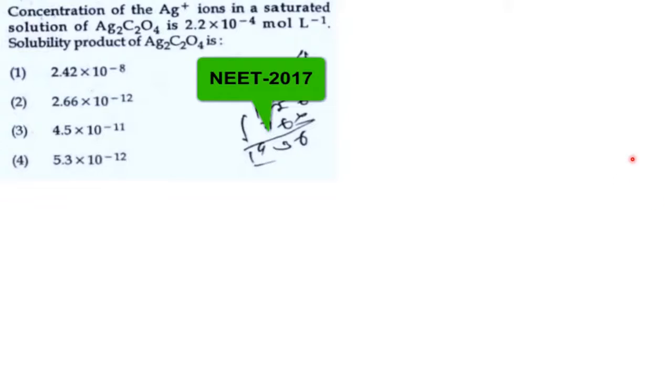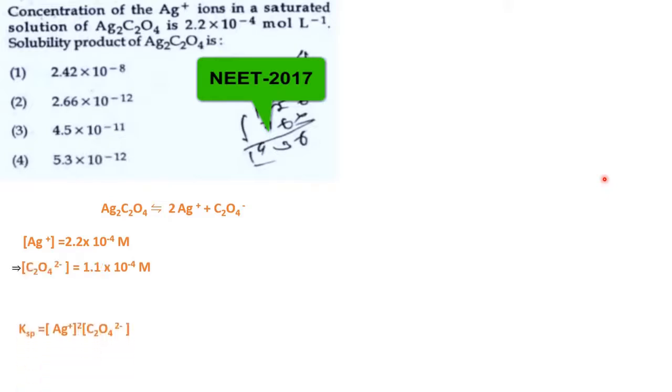Now move into the problem. It is the question from NEET 2017. Here the concentration of Ag plus ions in a saturated solution of silver oxalate is given, and what is the solubility product? So writing the equation, the Ag plus ion concentration is 2.2 into 10 power minus 4 M, and the oxalate ion concentration is 1.1 into 10 power minus 4.